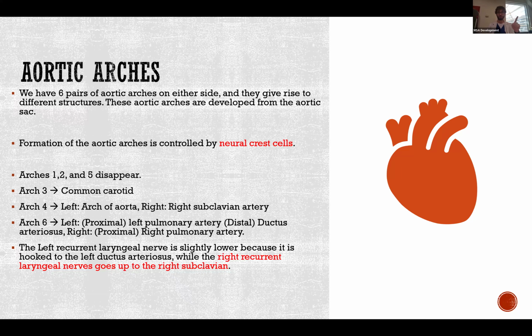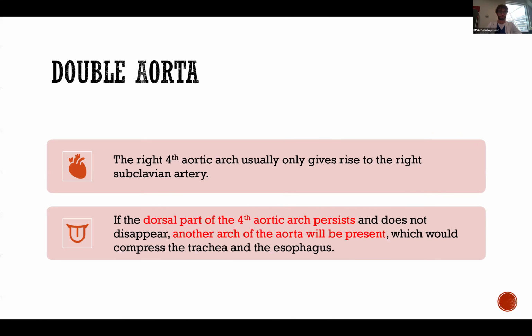I want you to know the left recurrent laryngeal nerve hangs on the ductus arteriosus, and the right recurrent laryngeal nerve hangs on the right subclavian. Now, just for your knowledge, this was never really asked about before. We said the right subclavian comes from the right fourth aortic arch. But what about the left subclavian artery? It comes from something we call the seventh intersegmental artery. It's something outside of what we're talking about. I just put it there to feed your curiosity.